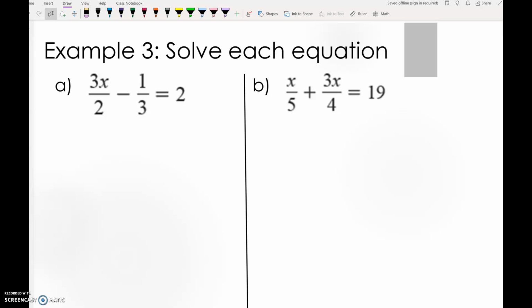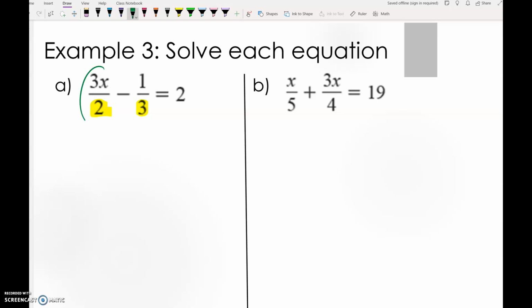The way to do this is to kill the fractions. Get rid of the fractions completely. Take a look at the denominators, 2 and 3. What number pops into your head that's bigger than 2 and 3 when you think of 2 and 3? 6. Let's multiply every single term in this equation by 6.